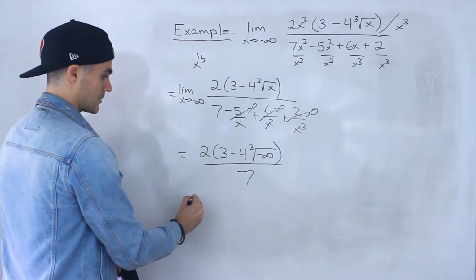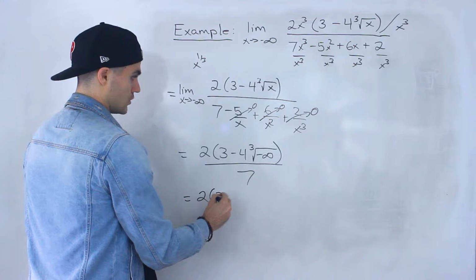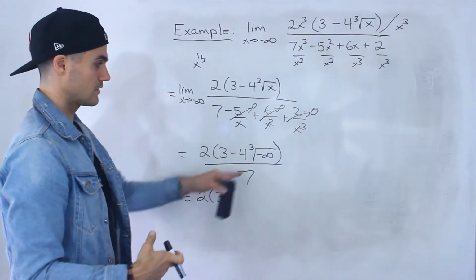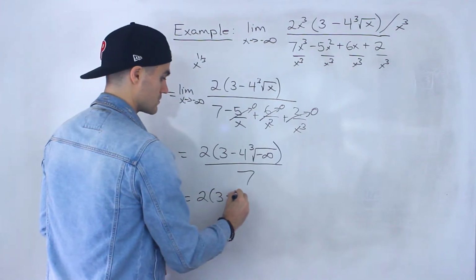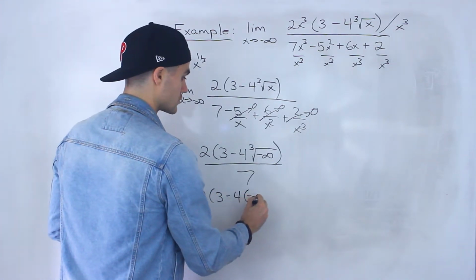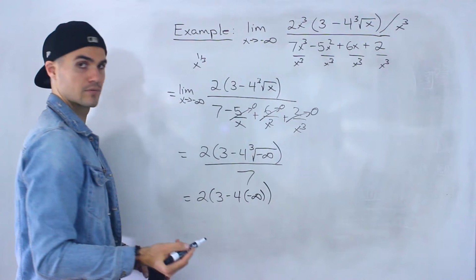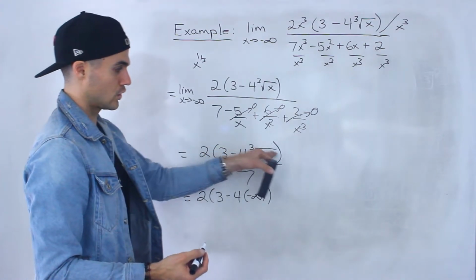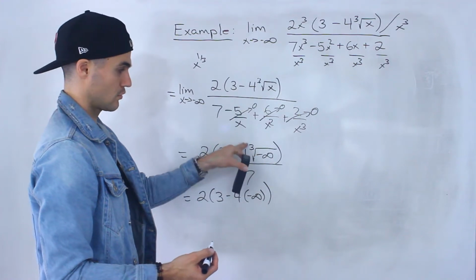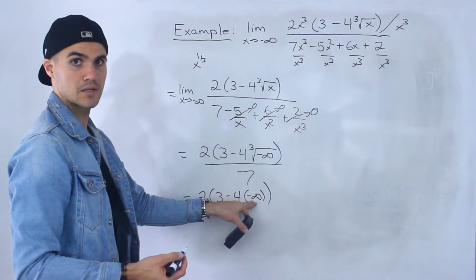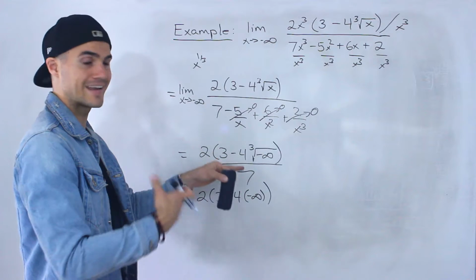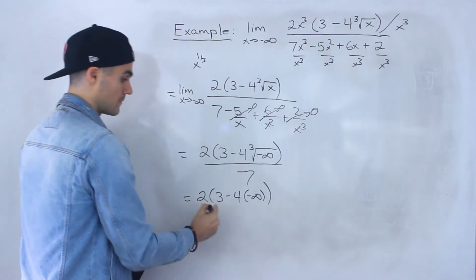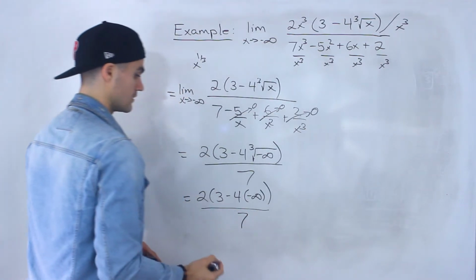Now what's going to happen here? Notice that the third root of a very large negative number, negative infinity, is still just going to be a very large negative number. Does that make sense? The third root of negative infinity is still negative infinity. An odd root of a negative number stays a negative number, and this is all over 7.